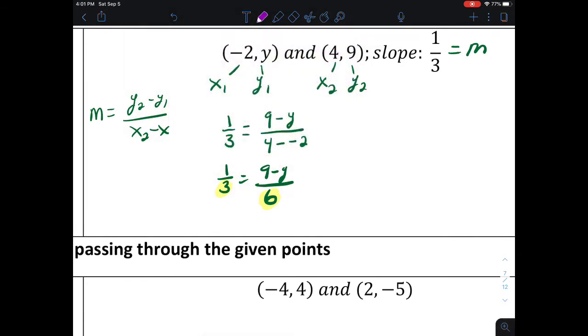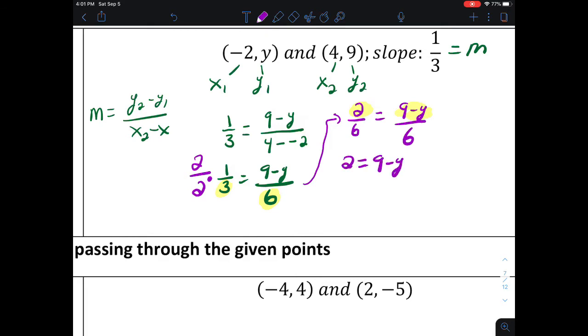If I would make the bottom on the left be the same number, then I could set the tops equal. So I'm going to make that 3 a 6 by multiplying it by 2. And if I multiply the bottom by 2, I have to multiply the top by 2. So my problem becomes 2 over 6 equals 9 minus y over 6. Now that the bottoms are the same, I can set the tops equal to each other to solve. So we're going to say 2 equals 9 minus y. And then we would solve from there.